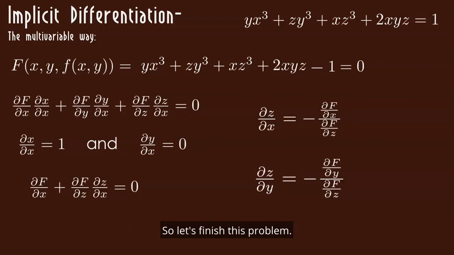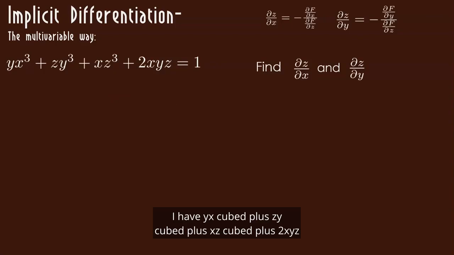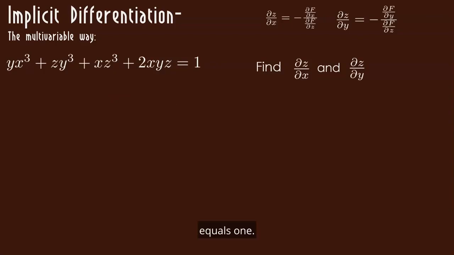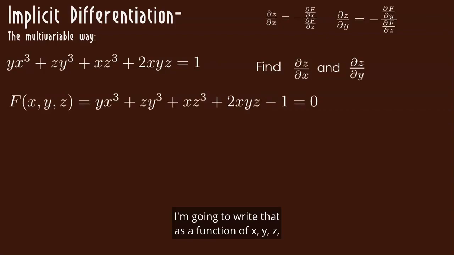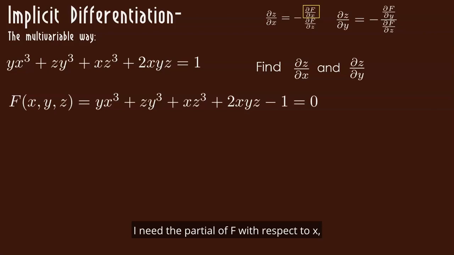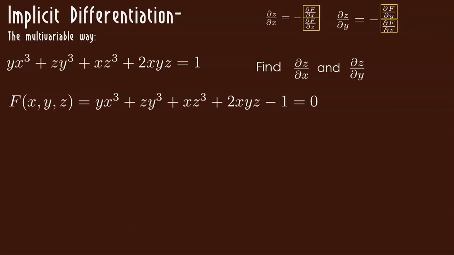So let's finish this problem. I have yx cubed plus zy cubed plus xz cubed plus 2xyz equals 1. I'm going to write that as a function of x, y, z, setting it equal to 0 after I bring the 1 across. I need the partial of F with respect to x, the partial of F with respect to y, and the partial of F with respect to z. So let's knock those out.